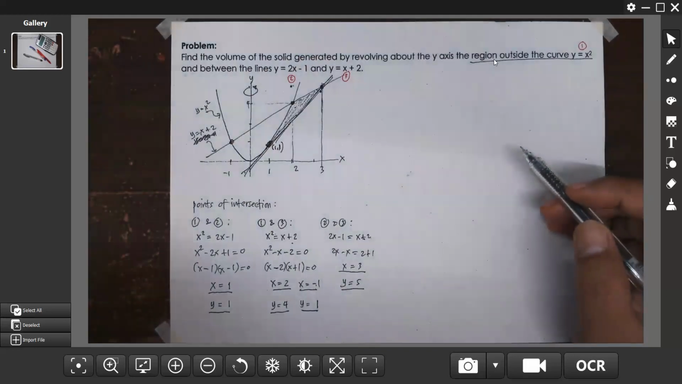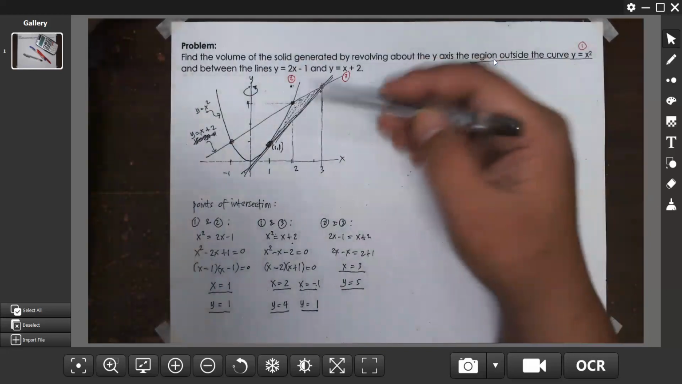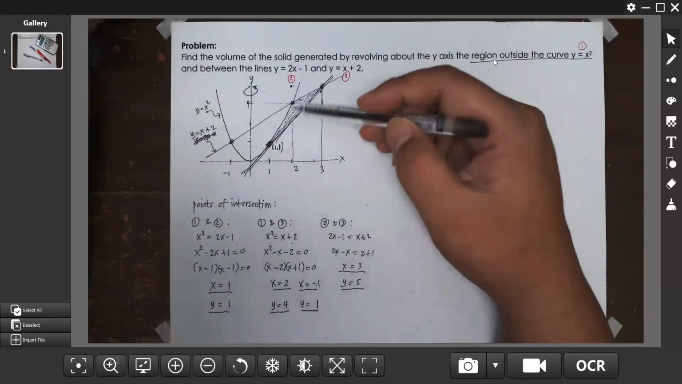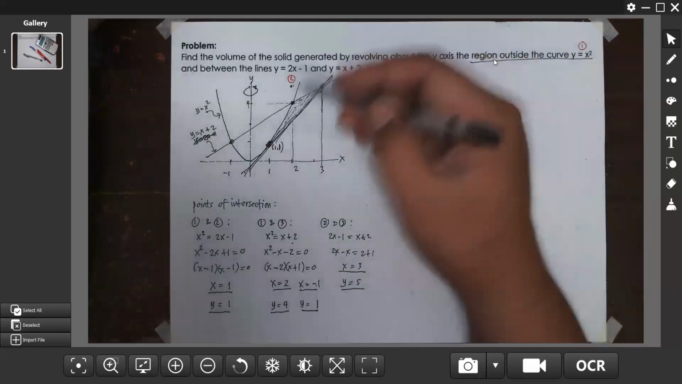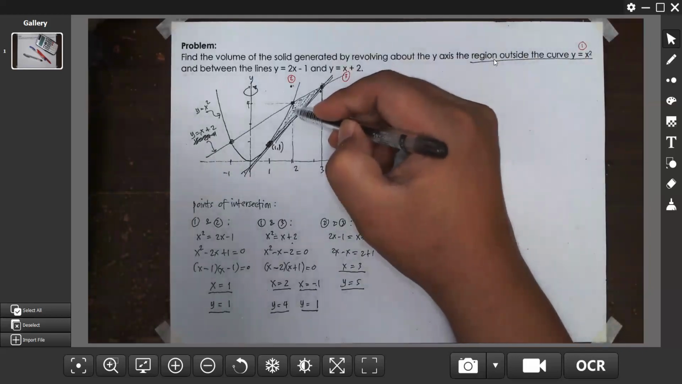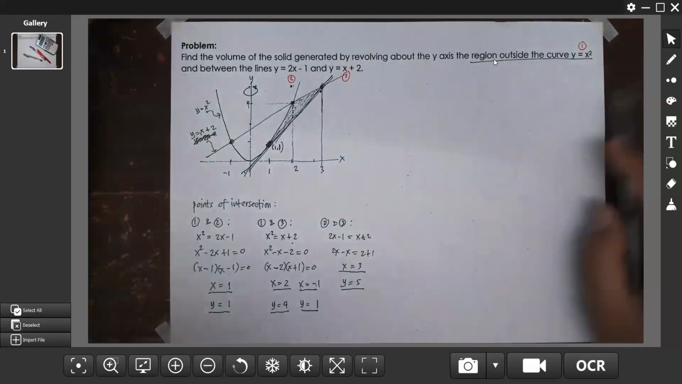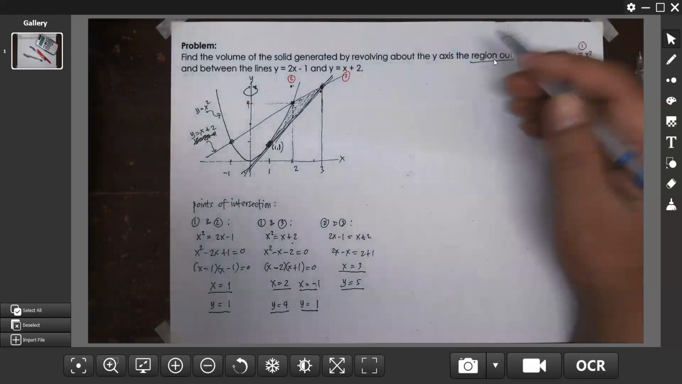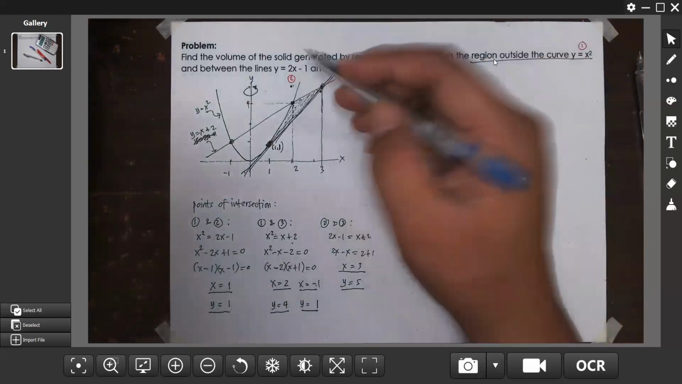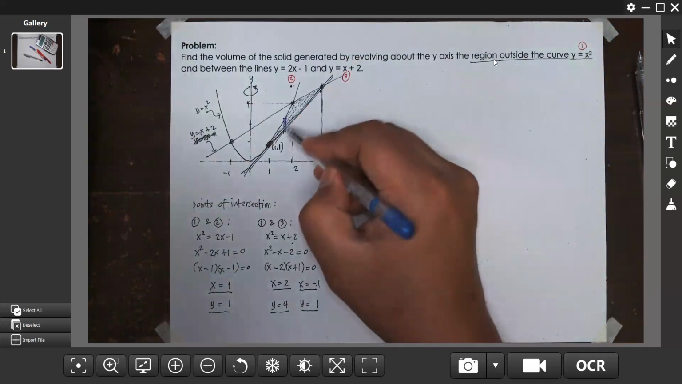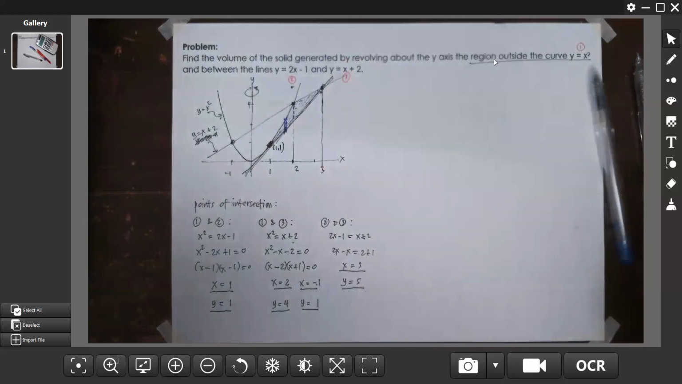Now, since we cannot use a single rectangular strip because of different conditions, we are going to split this into 2 regions. So first, let's analyze a vertical rectangular strip. For a vertical strip, we have this one in blue, and the other one is red.